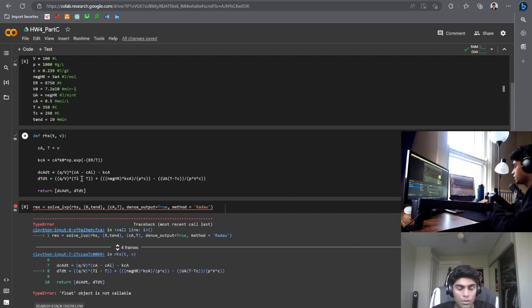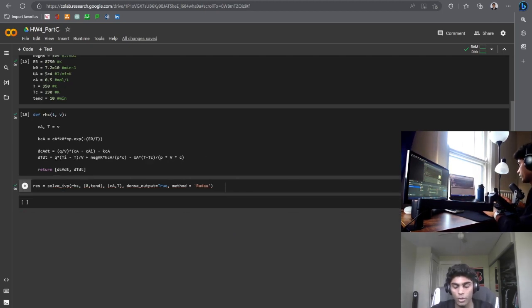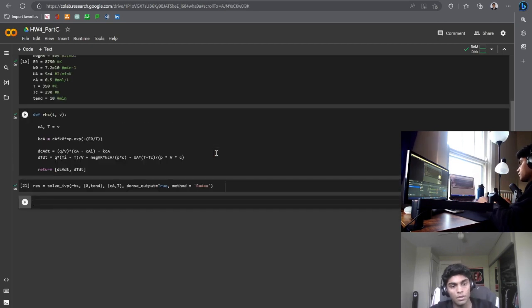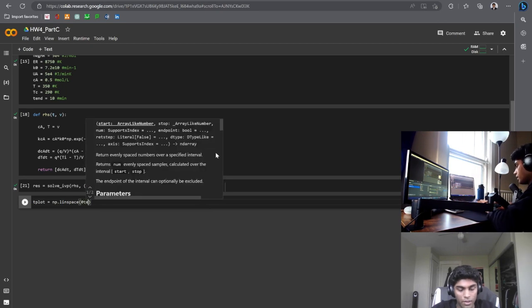DT. Let me take a look at this really quick. Okay, looks like I got her fixed. Everything's outputting. Whoops. Okay, so now let's go ahead. We'll set up our t-plot to be np.linspace from 0 to t-end.